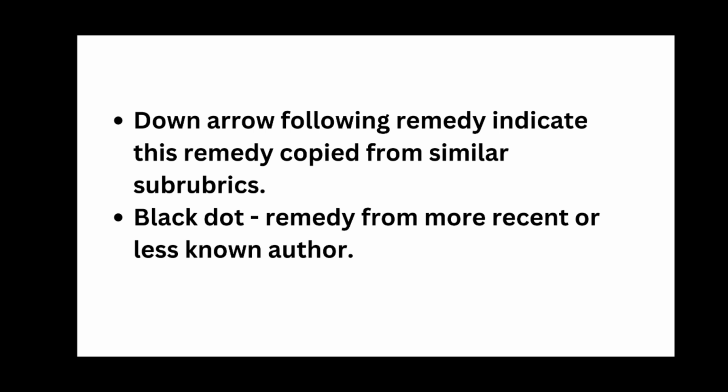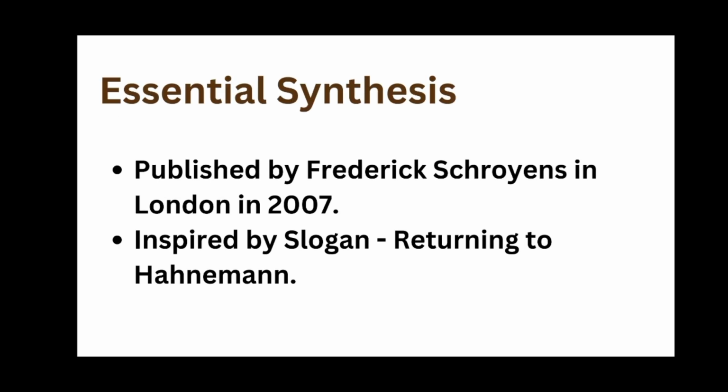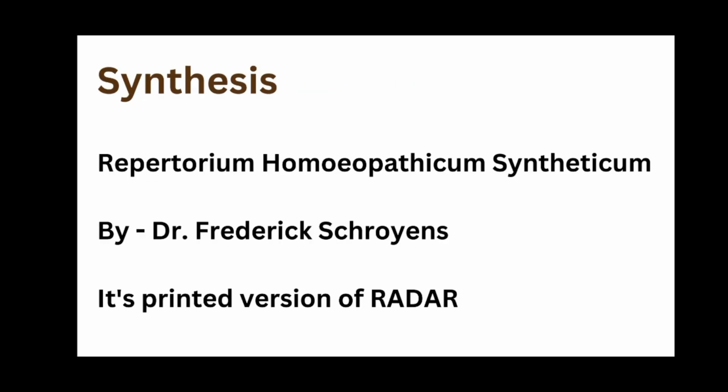There are some points: the down arrow sign following a remedy indicates remedies copied from similar subrubrics. A black dot indicates a remedy from a more recent or less known author. These points can be asked in AIAPGET. So this is the Synthesis Repertory.